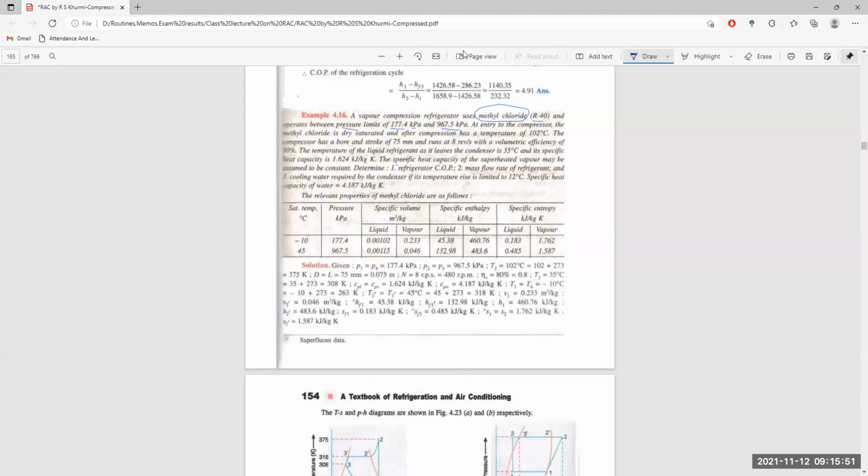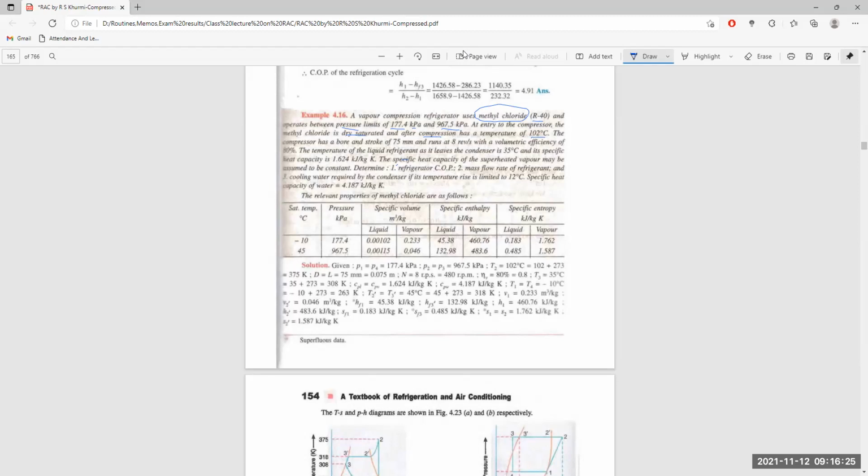Now, at the entry of the compressor, the methyl chloride is dry saturated, meaning state number 1, the entry point of the compressor, is on the dry saturated vapor line. And at the end of compression, the vapor is superheated as we are assuming an isentropic compression process. After compression, it reaches a temperature of 102 degrees centigrade. The question is whether it is higher than the boiling point of methyl chloride.